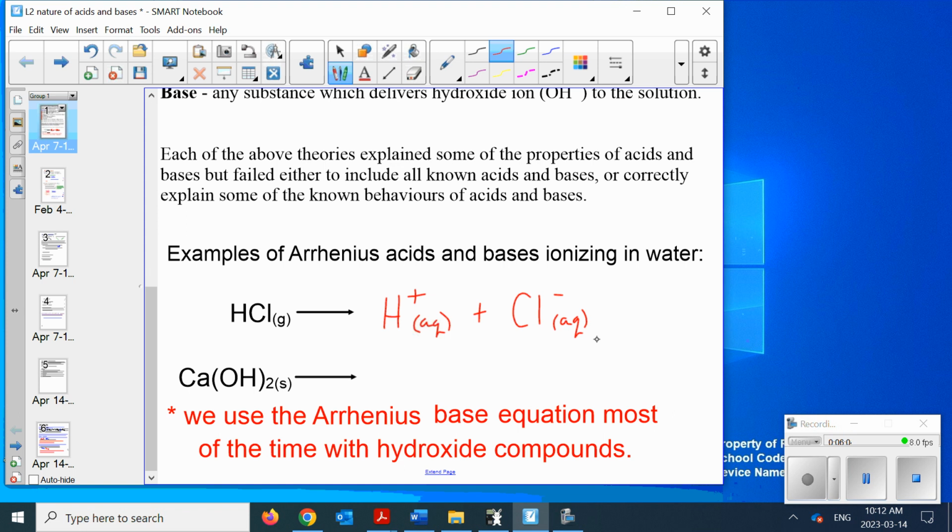And the base is any substance which delivers hydroxide ions to the solution. Anytime you see a hydroxide compound, we use the Arrhenius base equation most of the time. So treat it as an Arrhenius base, even when we have other options. So this separates, and calcium has a 2 plus charge. Then there's going to be two groups of hydroxide, OH bracket 2, so two groups of OH negative.